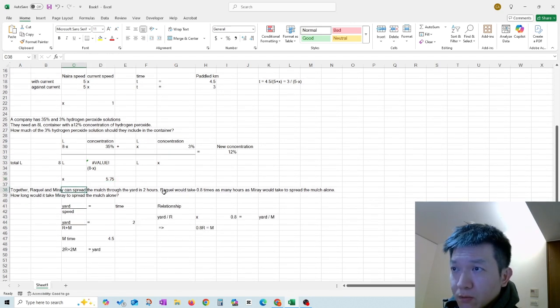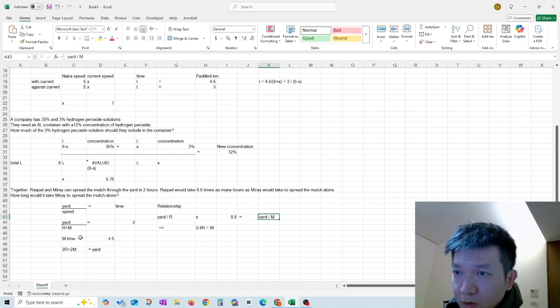In 2 hours, Rachel would take 0.8 times as many hours as Murray would take to spread the mulch alone. How long would it take for Murray to spread the mulch alone? Okay, so the total yard work, you divide by the speed, right? That equals your time, which is 2 hours. Okay, and you find the relationship between Rachel and Murray, right? The speed of Rachel and the speed of Murray.